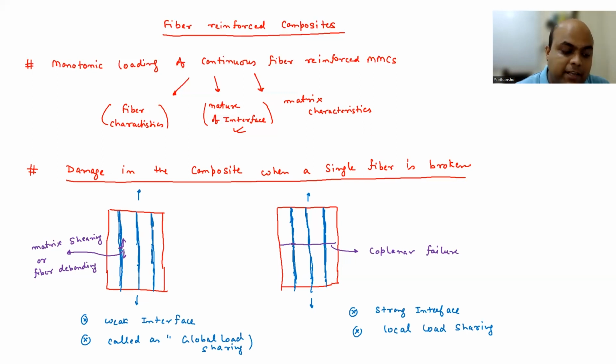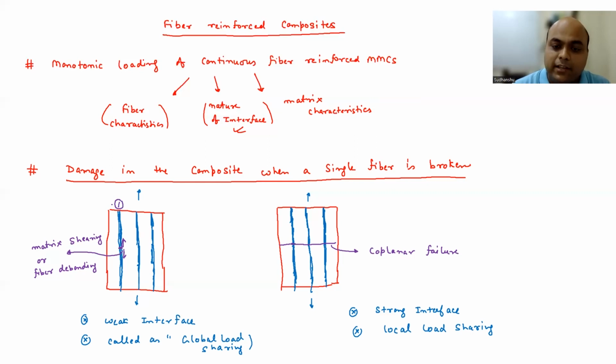And these local energy absorbing mechanisms will allow for the redistribution of the load, which was originally borne by that particular fiber. So let's say this fiber I give number 1. Originally this fiber was contributing some load. Now this load will be redistributed because this fiber has fractured, and this load will be redistributed towards the surrounding fibers. And that is why this is called global load sharing. All the fibers are sharing the load.